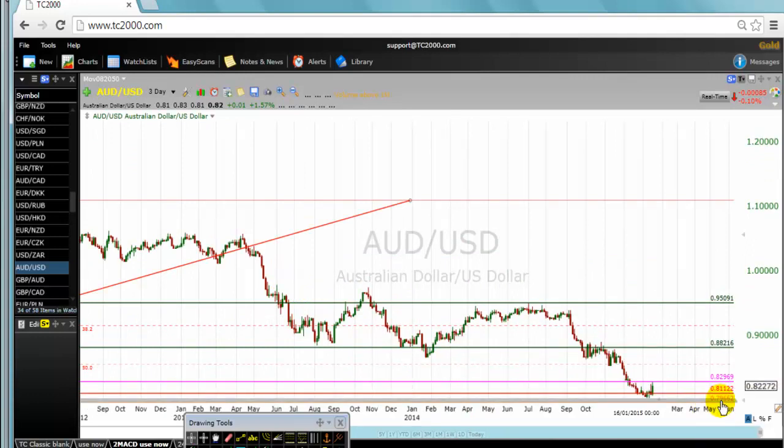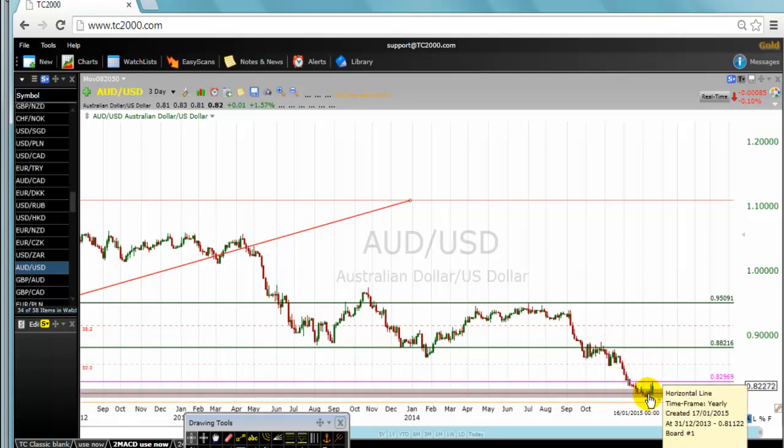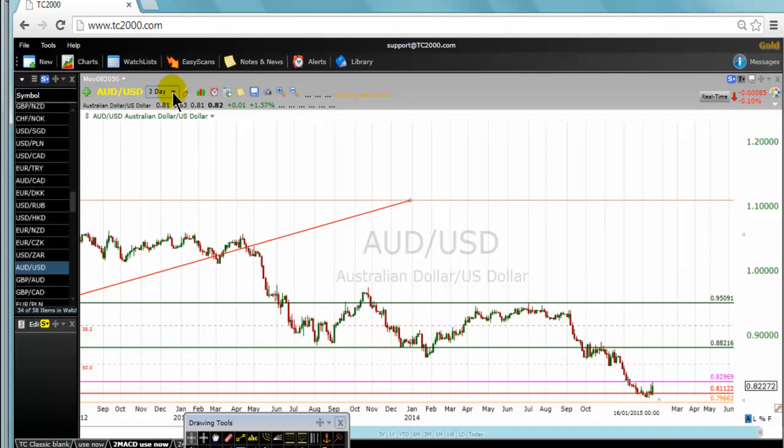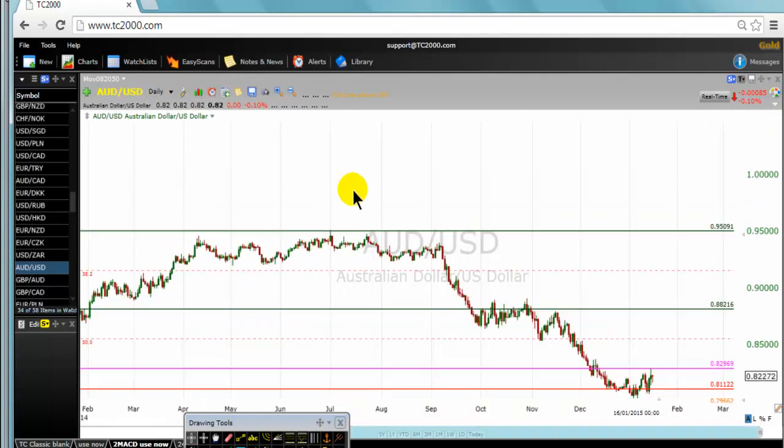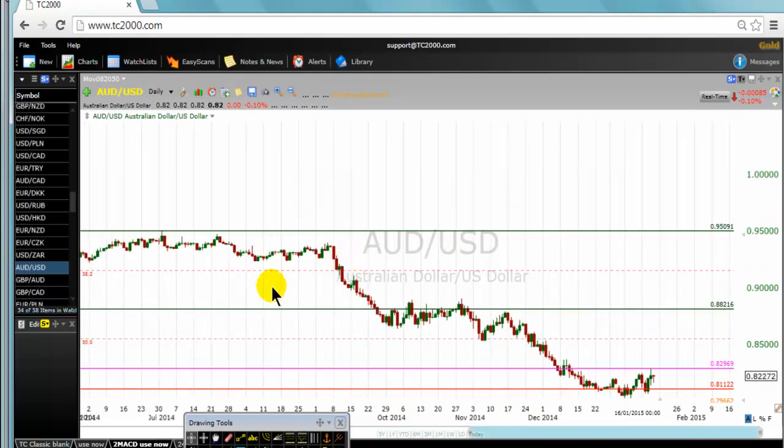Okay, that level is in a zone, I don't say exact level, in the zone of 7966. Yes, we are at a support level. It's good that you are looking for opportunity to buy, but the only thing that you need to watch is the trend line on a daily chart, which remains bearish.